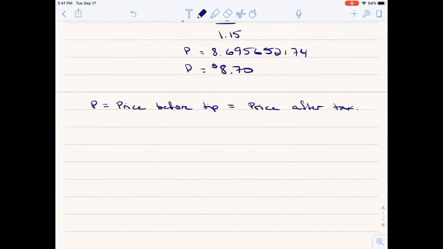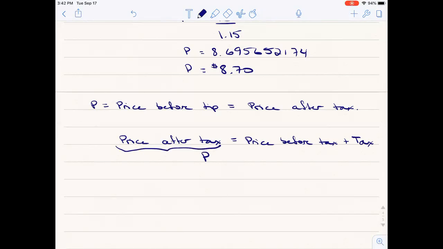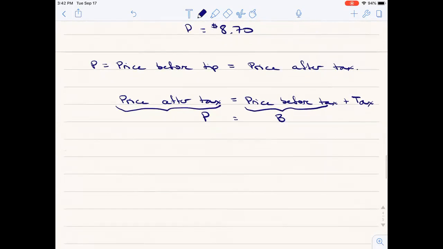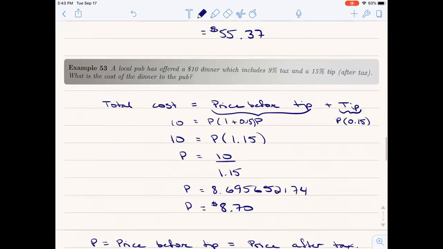Okay, so we've got the price after tax, by the same setup, is the price before tax plus the tax. Now I have to think of a clever variable. All I can think of is P, but I can't use P because we used P for the price after tax. Price before tax, B for before, I don't know, not a very good variable. And then plus the tax, which is going to be B times, what was it, 9%? Yeah, 0.09.